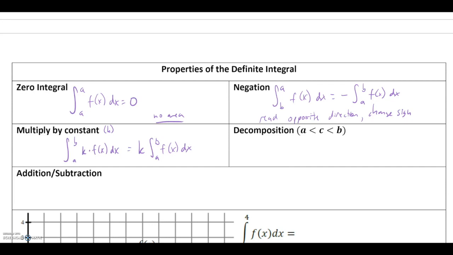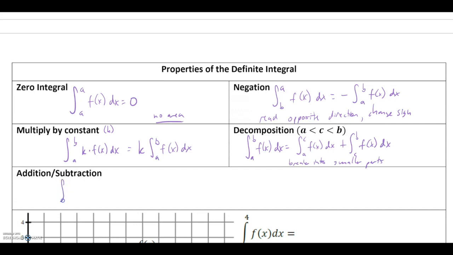The fourth property is the decomposition property that states that for any value c between our boundaries a and b, if we calculate the integral from a to b for f of x dx, we can split that integral into the integral from a to c for f of x plus the integral from c to b for f of x with respect to x. And the idea is, if we have a bigger, more complicated area, we can break it into smaller parts to make the integration easier, as long as that c value lies between our original two boundaries.